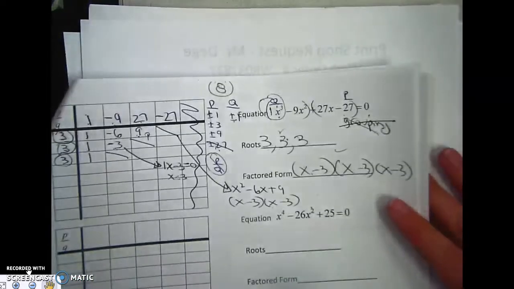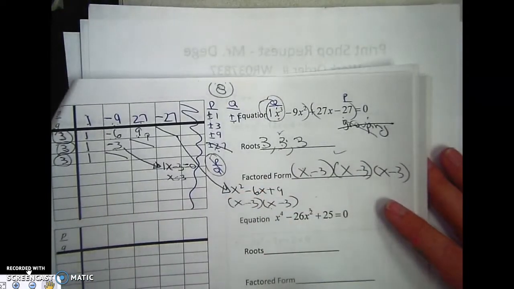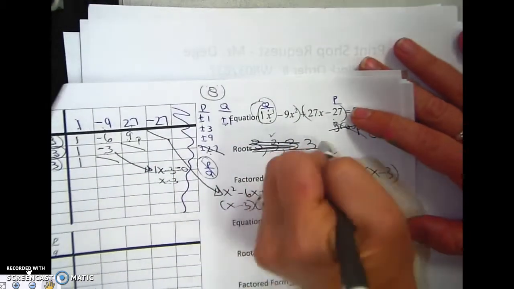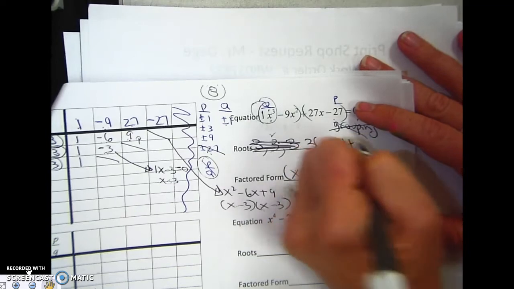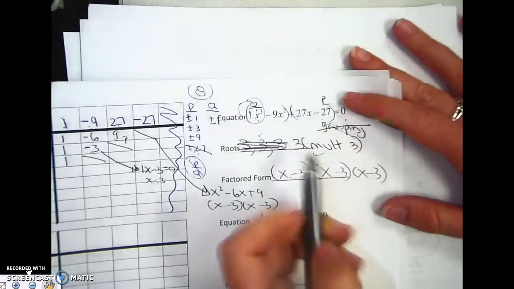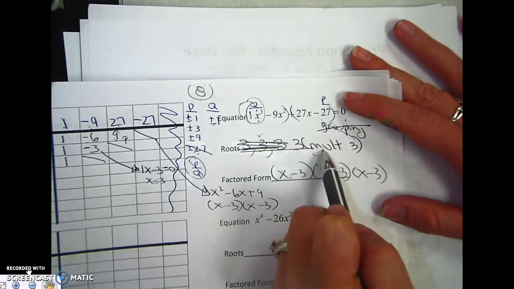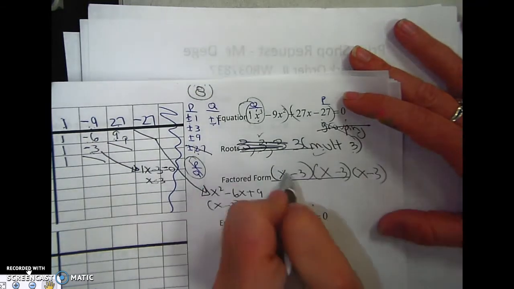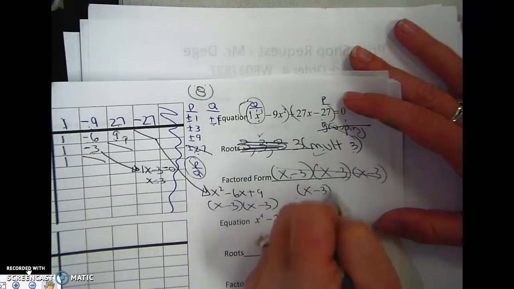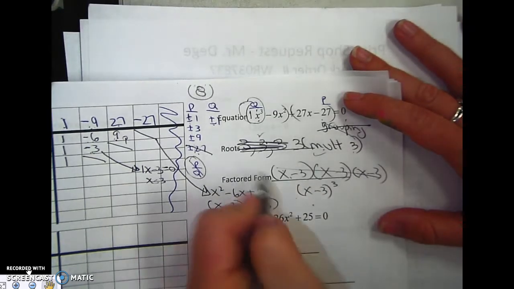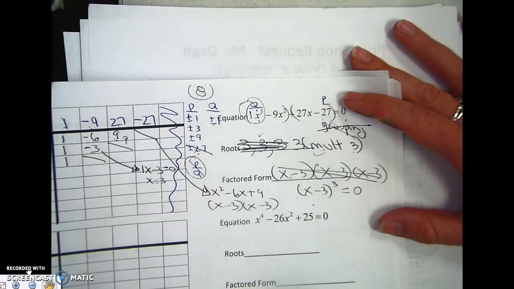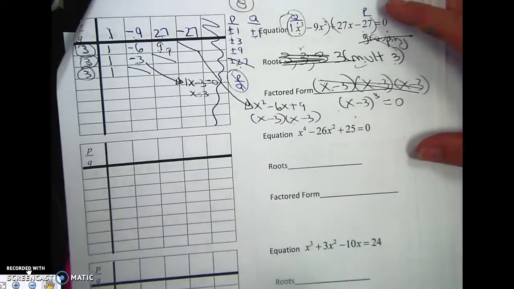Now, I've told you before, don't write the same number 3 times. So what you're going to do is write 3, and then write mult 3, which means you have a 3, but a multiplicity of 3, which means you have 3 values of it. And you're not going to write x minus 3 three times. You're going to write x minus 3 cubed, and then equals 0. Okay? All right, let's try the next one.